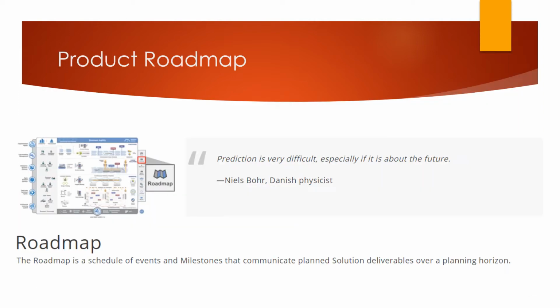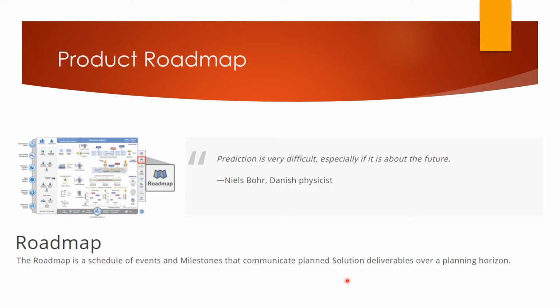So let's understand what a roadmap is. A roadmap is a schedule of events and milestones that communicate planned solution deliverables over a planning horizon. A roadmap is more of a communication tool. It will talk about milestones, it will talk about the schedule of events over a planning horizon.